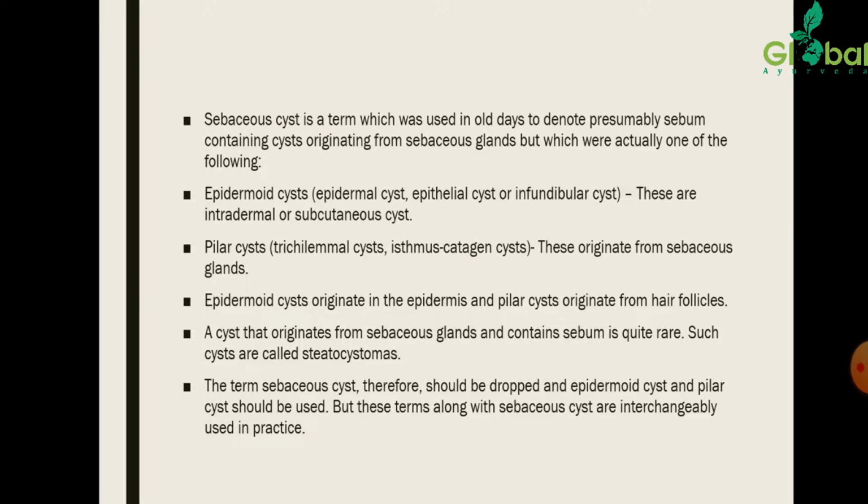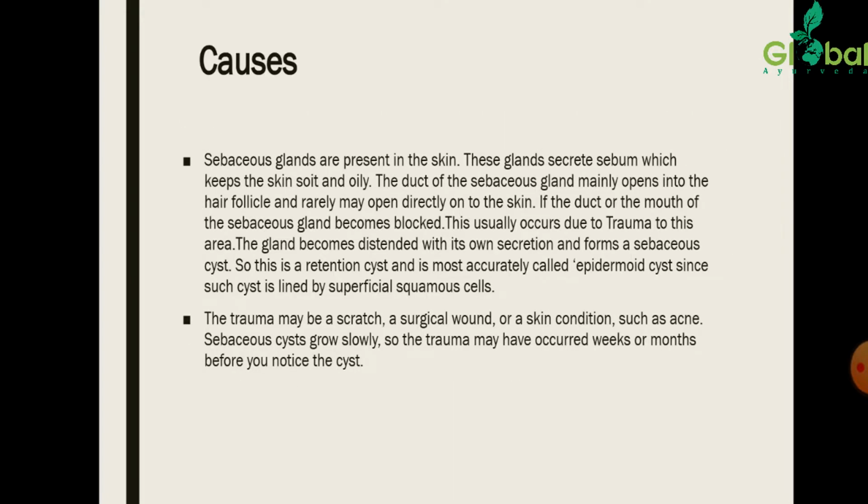Causes: sebaceous glands are present in the skin. This gland secretes sebum, which keeps the skin oily. The duct of the sebaceous gland mainly opens into the hair follicle and rarely may open directly onto the skin. If the duct or the mouth of the sebaceous gland becomes blocked, which usually occurs due to trauma to this area, the gland becomes distended with its own secretion and forms a sebaceous cyst.